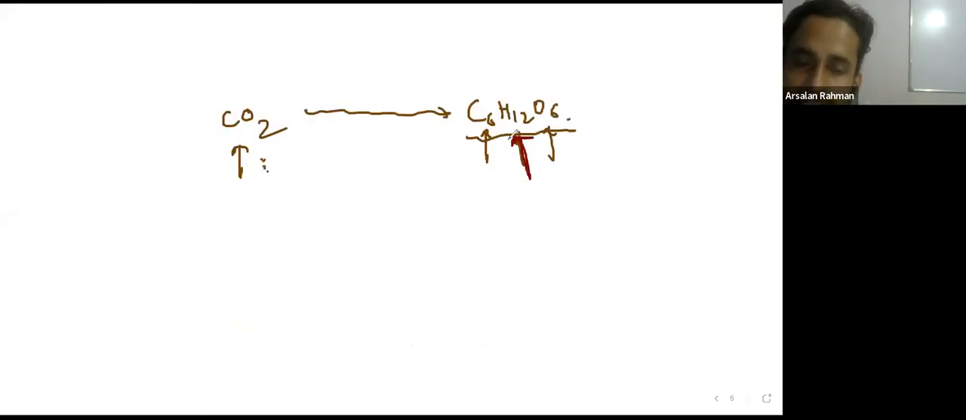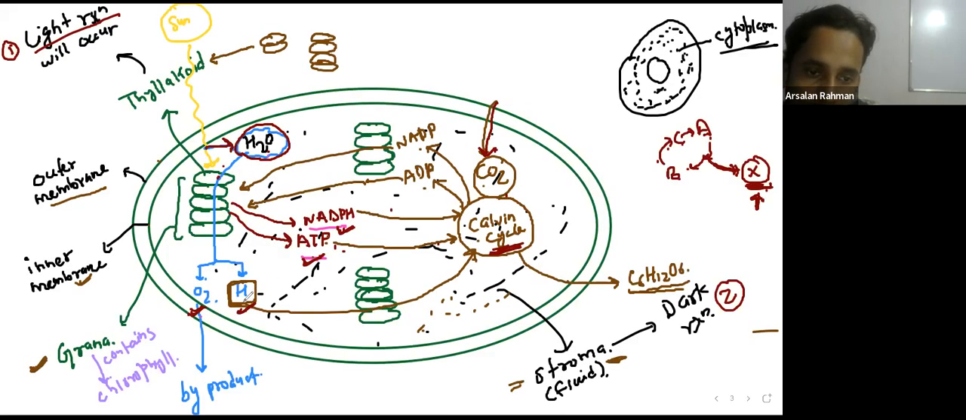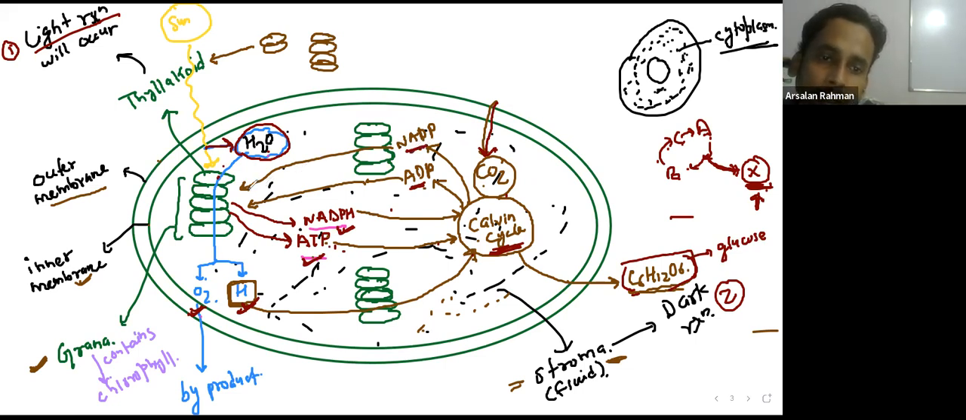And to convert CO2 into C6H12O6, what do we require? We require hydrogen. So where will this hydrogen come from? This hydrogen will come from light reaction. This hydrogen will enter into Calvin cycle and it will produce C6H12O6, the glucose molecule. And again, ATP will convert into ADP and NADPH will convert into NADP, and again this will enter into light reaction.